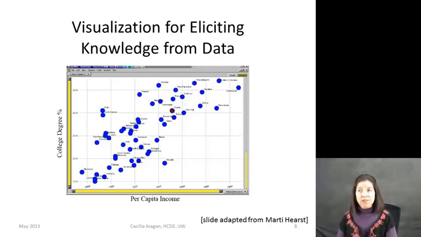Similarly, it's clear there's a trend, that there's a correlation between per capita income and the percentage of college degrees. And there's also a couple of interesting outliers. Nevada has a relatively high per capita income, but a very low percentage of college graduates. So all the information is presented in both of these forms, but the visual representation is much more efficient at presenting meaning to the human mind.